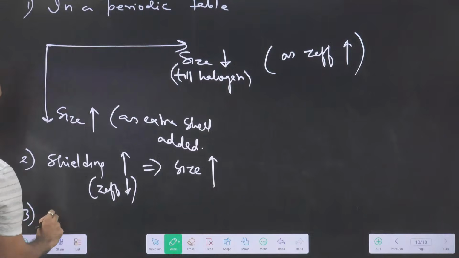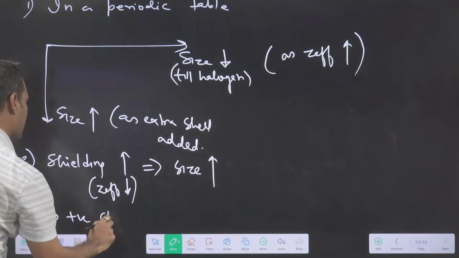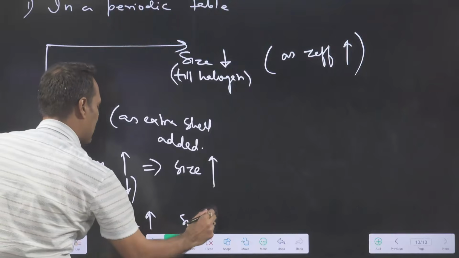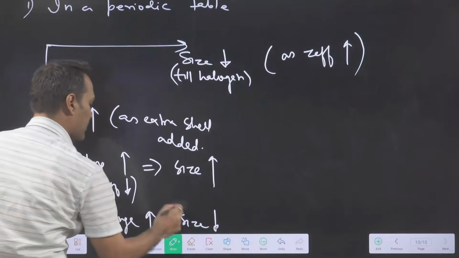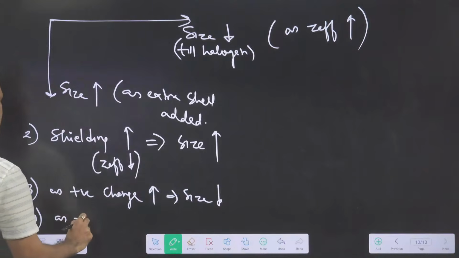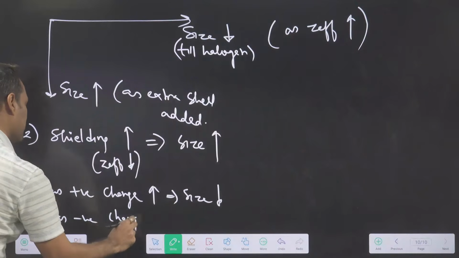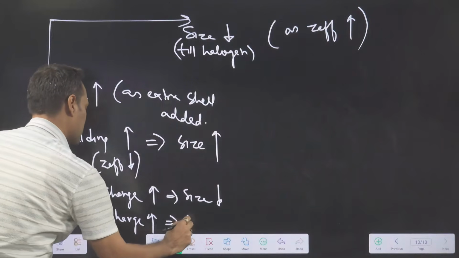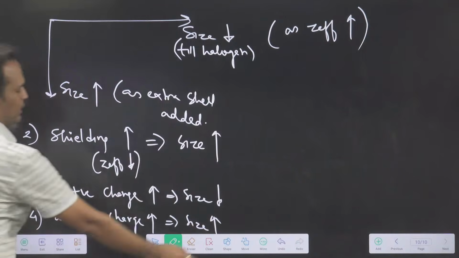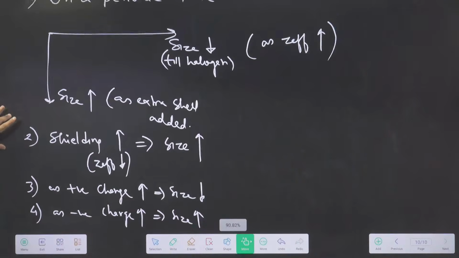Third point you can say, as positive charge increases, I will explain this to you, as positive charge increases, size decreases. And last point you can say, as negative charge increases, size increases. Okay? So this point you see, then I will talk about the next one.